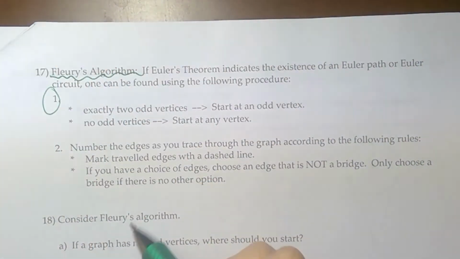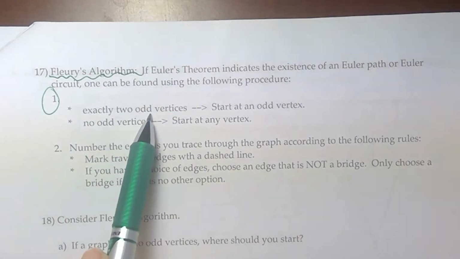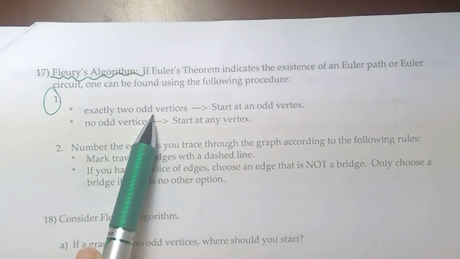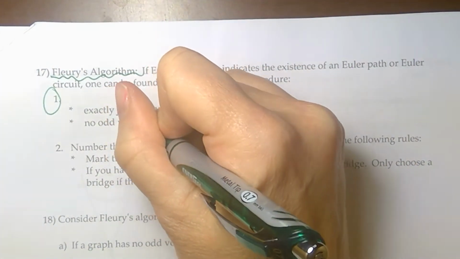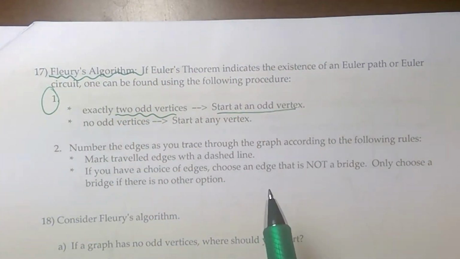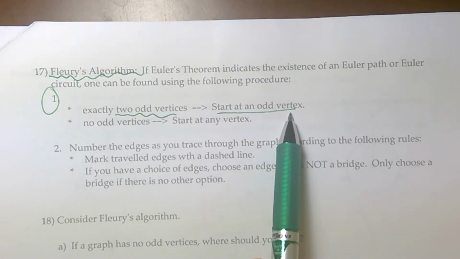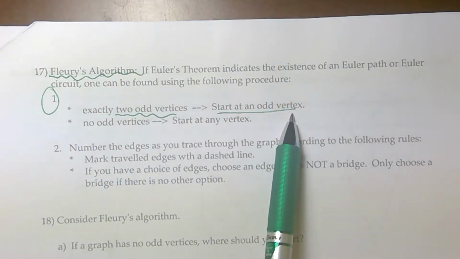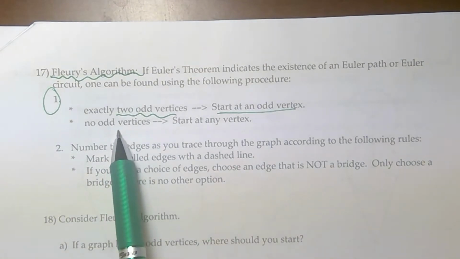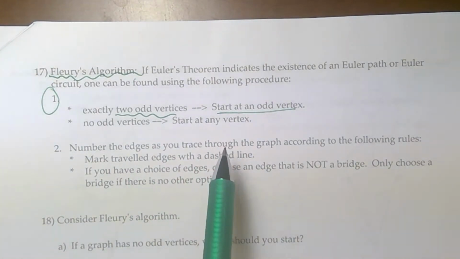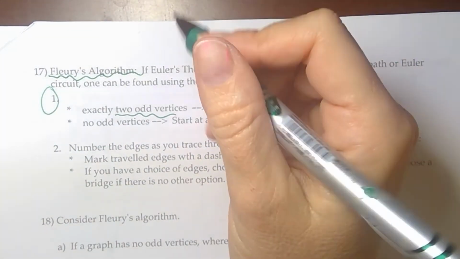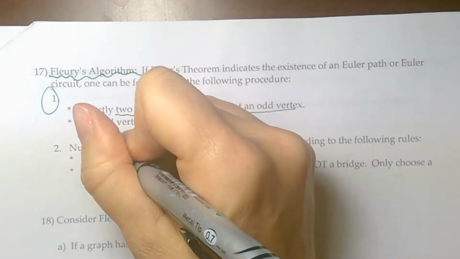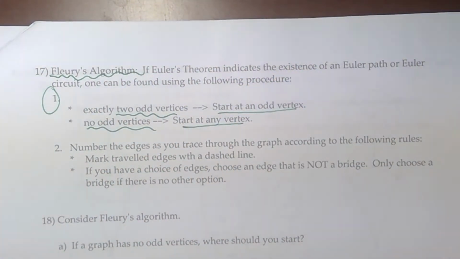So Euler's theorem tells us that if we have exactly 2 odd vertices, we have that Euler path, and we're going to start at the odd vertex. You start at one of the odd vertices and you travel to the other odd vertex. That's going to be where you stop. If there are no odd vertices, then you can start anywhere because that means they're all even. Those are your 2 choices.